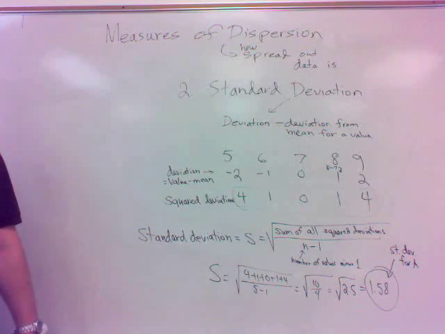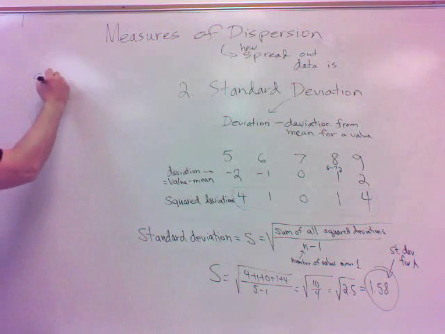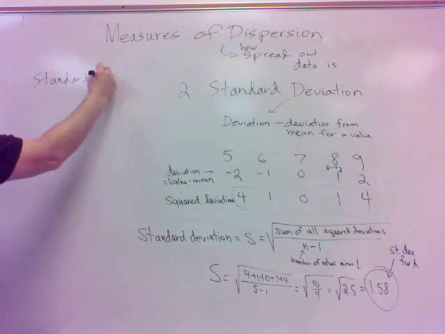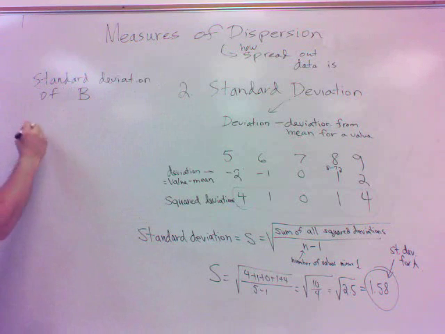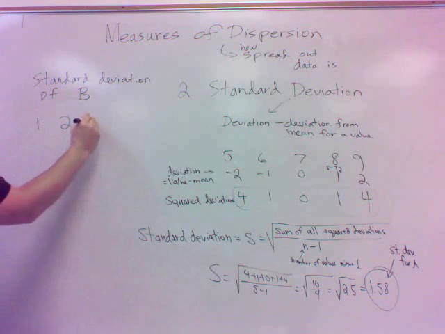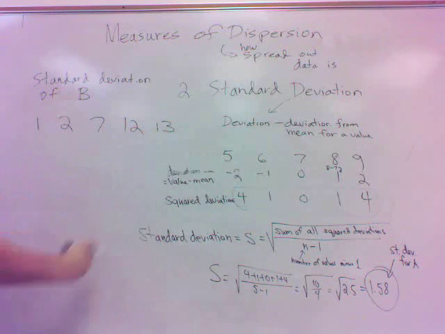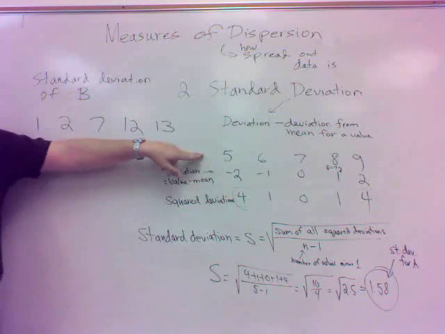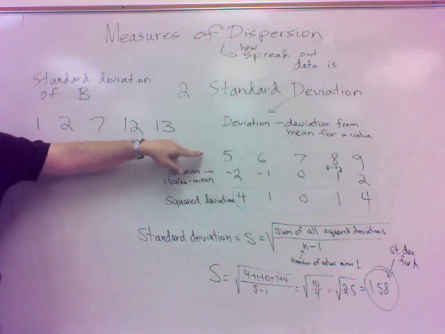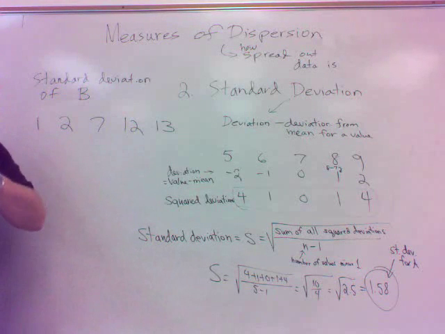So let's do another one. Let's do the standard deviation of B. Now B was 1, 2, 7, 12, and 13. So if we were going to guess here, would standard deviation of B be higher or lower than A? If standard deviation measures dispersion, is B more dispersed or less dispersed than A? This was A right here. It's more dispersed, right? So we should expect a higher standard deviation. Let's see if we do.